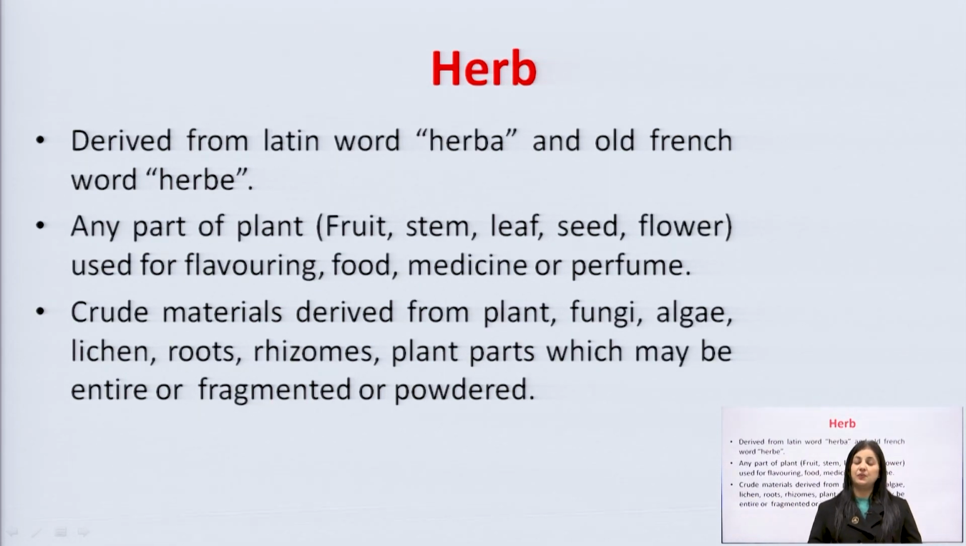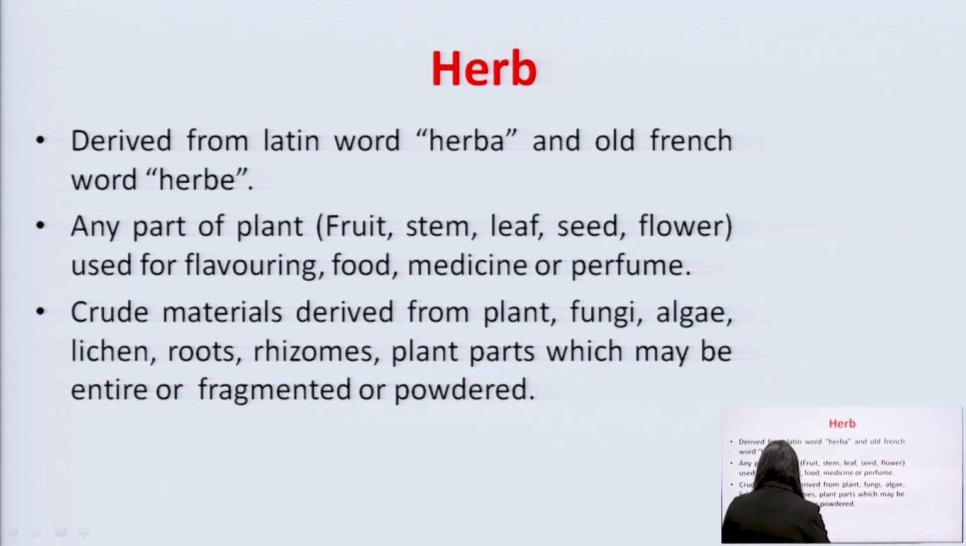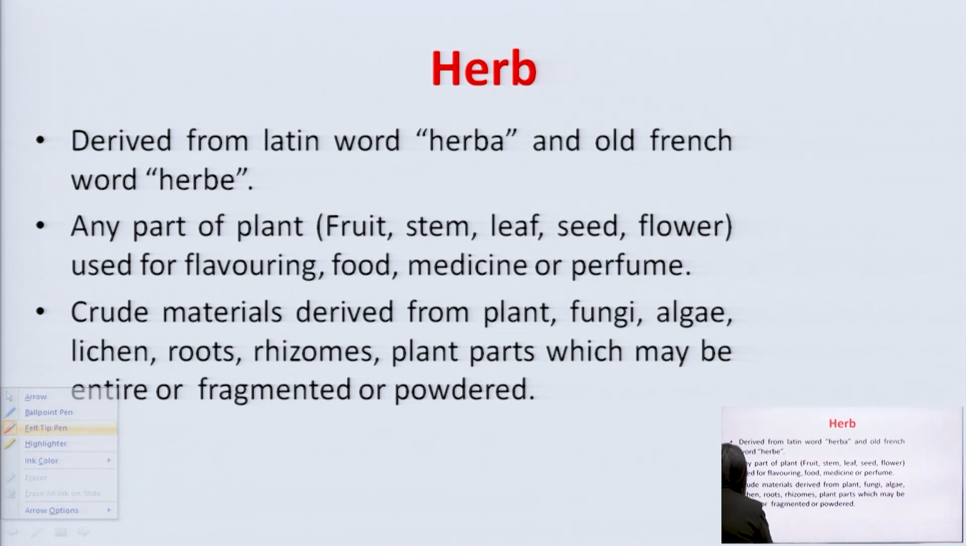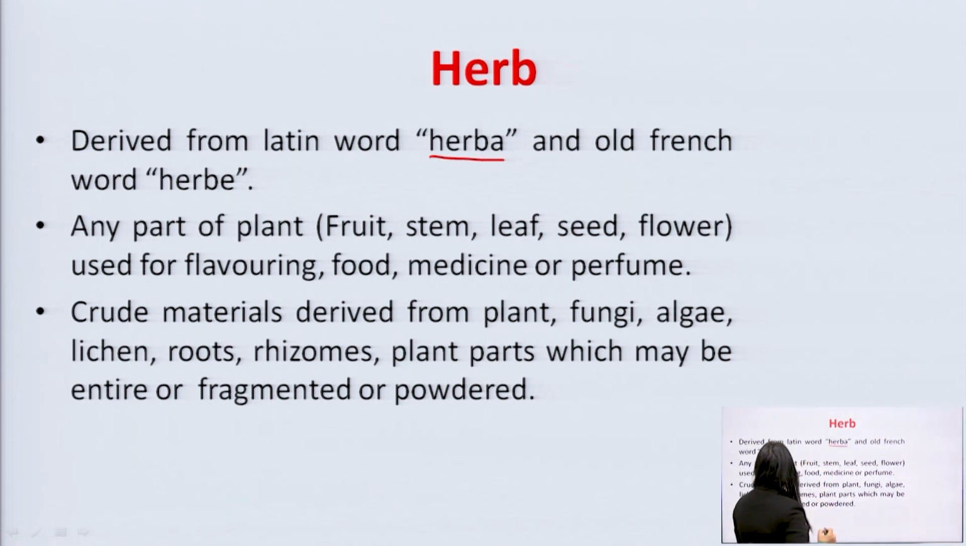Before we start, we have to get acquainted with a few terms. There are some terms that we need to understand well. Say for example, herb. What is herb? Herb has been derived from the Latin word herba, or you can say an old French word herbe. It means any part of the plant which can be a fruit, a stem, a leaf, seed, flower or just a petal used for the flavoring, food, medicine or perfume.